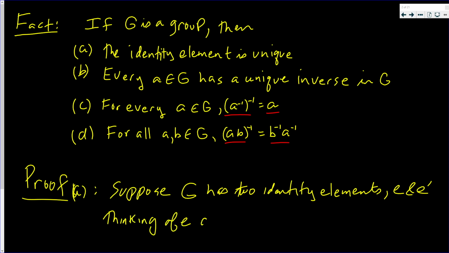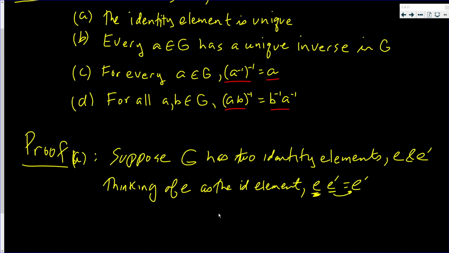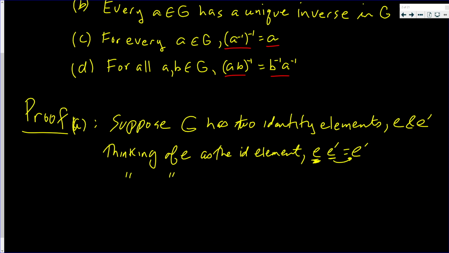Thinking of E as the identity element, E times E prime is E prime, because we're thinking of E as the identity element. That is, this element times anything gives back that anything. Now, thinking of E prime as the identity element, E times E prime is E, because if this is the identity element, any element times the identity should give you back that same element.